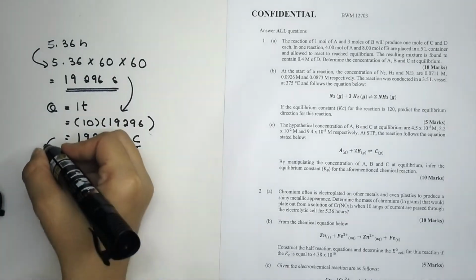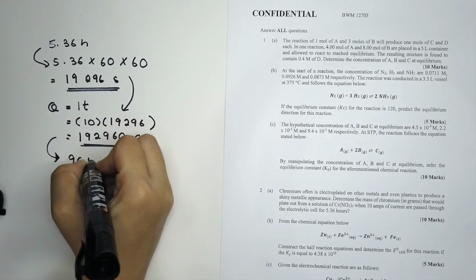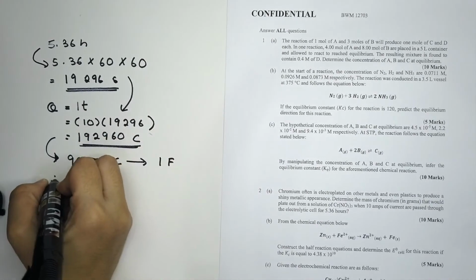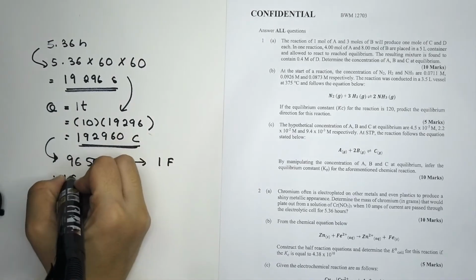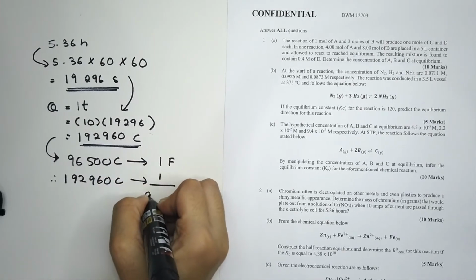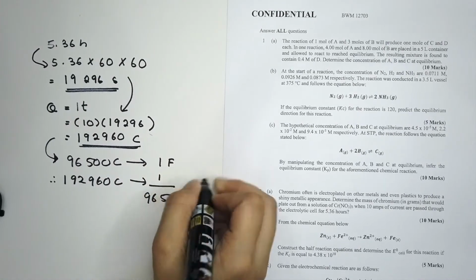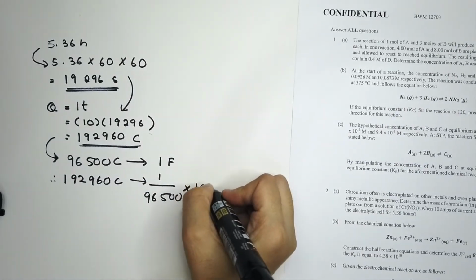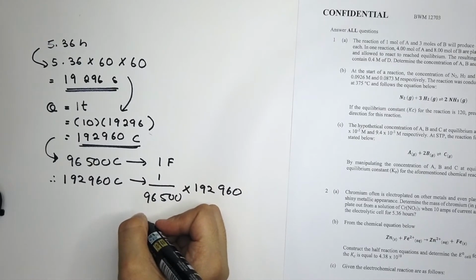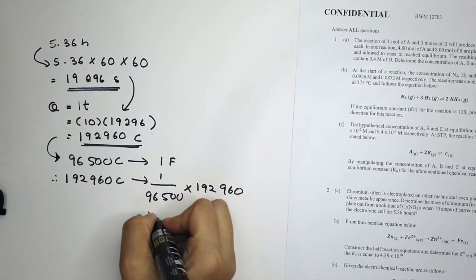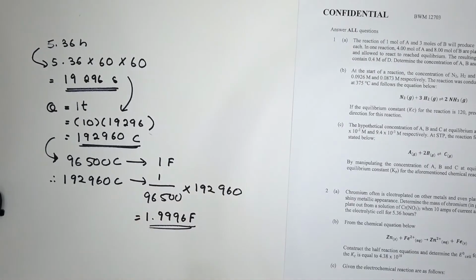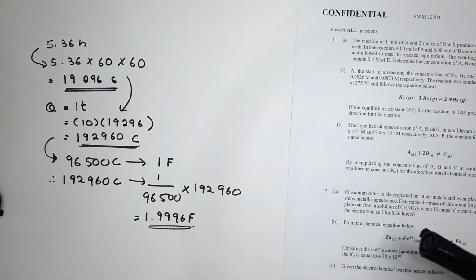So next up, you need to convert this coulomb to Faraday. So you know that 96500 coulomb is equivalent to 1 Faraday. Therefore, because you only have this much, so 192960 coulomb is equivalent to 1 over 96500 times 192960. So you should get is equivalent to 1.9996 Faraday.